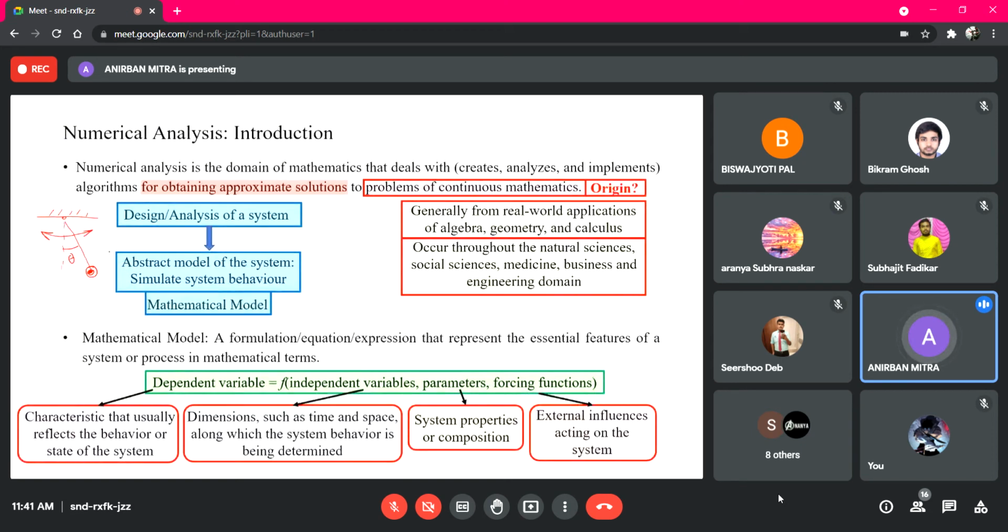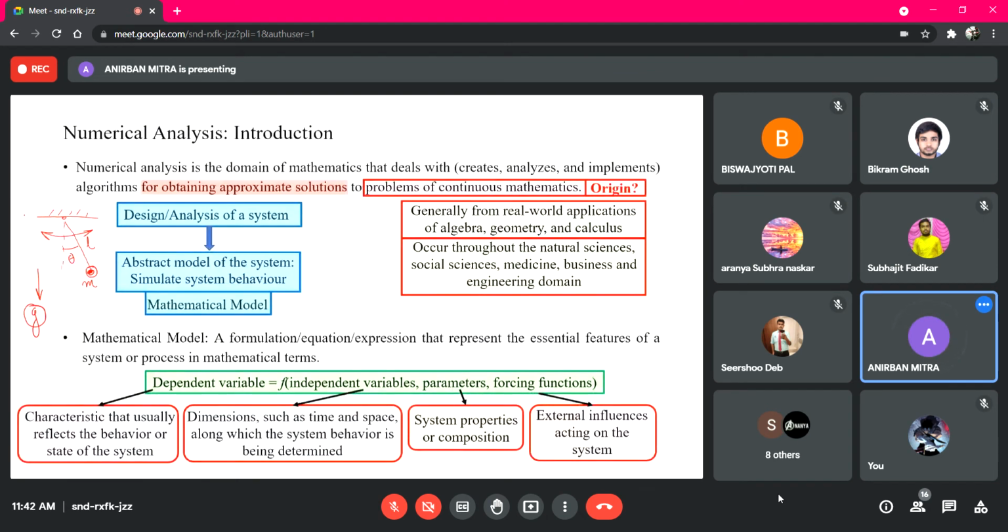What about the parameters? We have the pendulum length L, which is one parameter. The mass of the pendulum M would be another parameter. And what is the external influence here? Air drag or gravity. Gravity. So you have this gravity field. So that would be the forcing function or external influence.